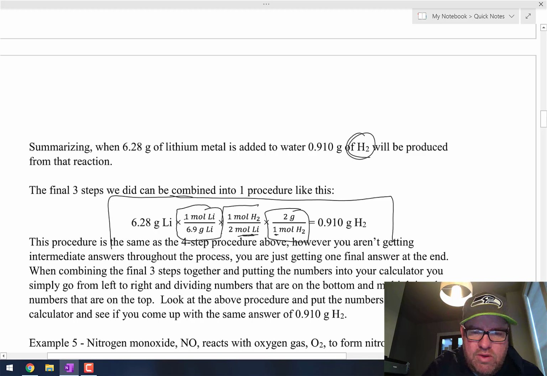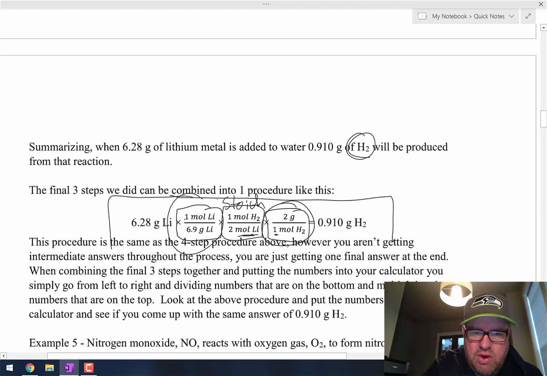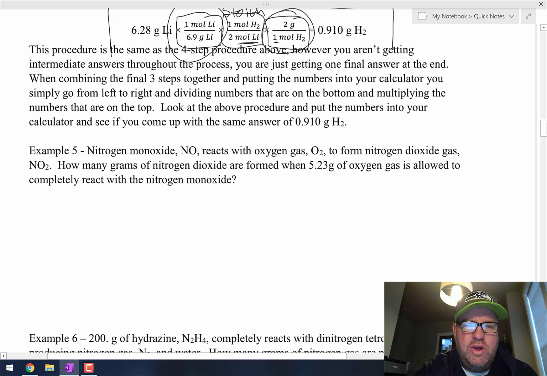Don't ever use the balanced equation when you're using the molar mass. The only time you use the balanced equation is right here, when you're doing the stoichiometry step. That's when you use the coefficients from the balanced equation. Other than that, anytime you're using the molar mass here or here, it's always the number of grams in 1 mole. Okay, let me show you a couple more examples.